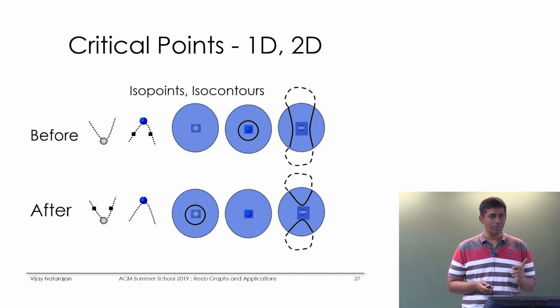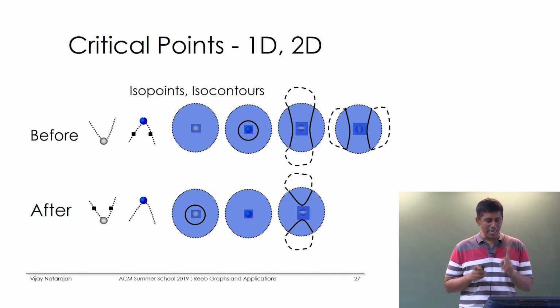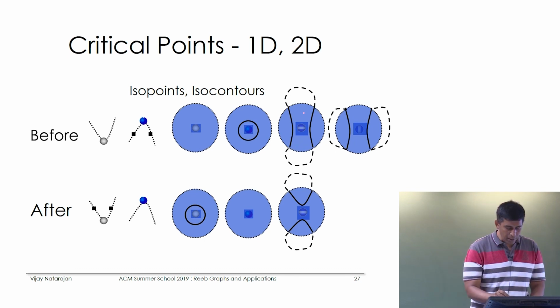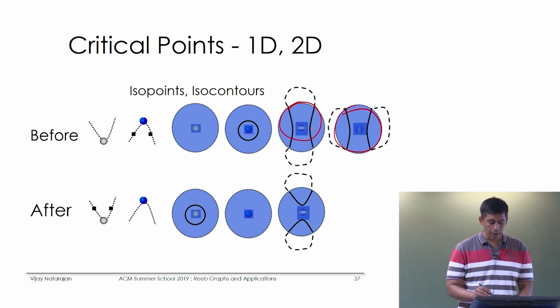Now, imagine in contrast that the local pictures are the same. There is no difference between the local pictures here. This local picture is the same as this local picture. Again you have two components. But what is different is how the isocontour is connected globally. In this case, it is connected globally into a single connected component. Here it is connected so that it forms two different connected components.